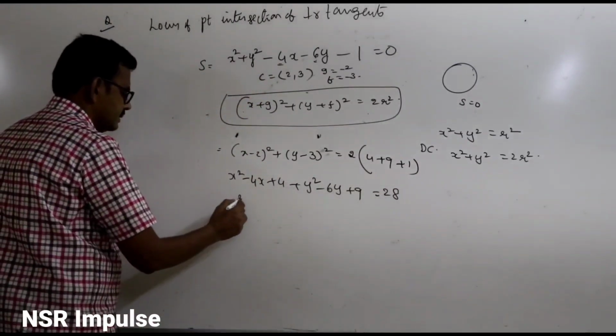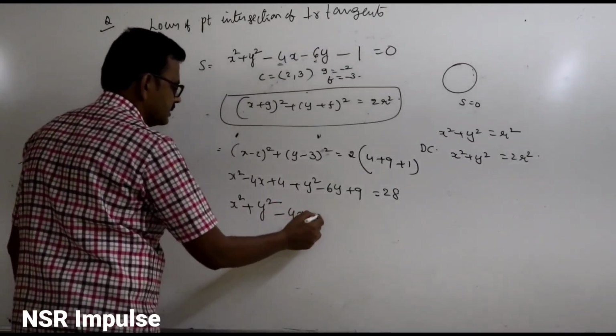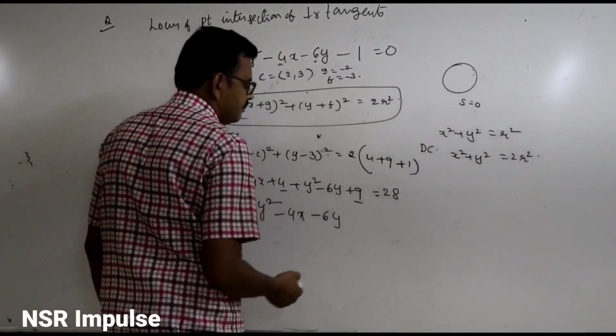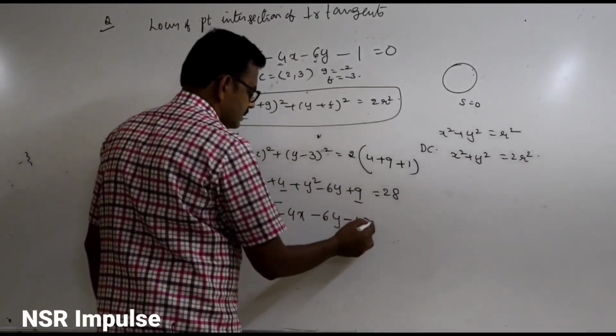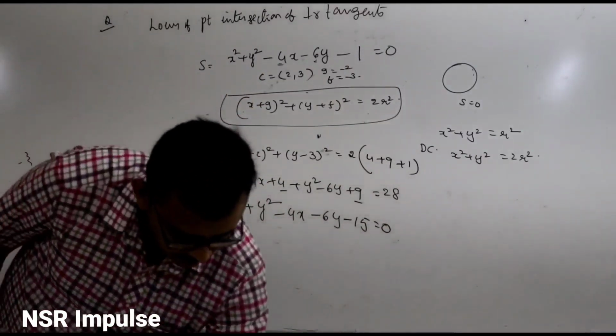Therefore, that is x square plus y square minus 4x minus 6y plus 13 minus 28, that is minus 15, is equal to 0.